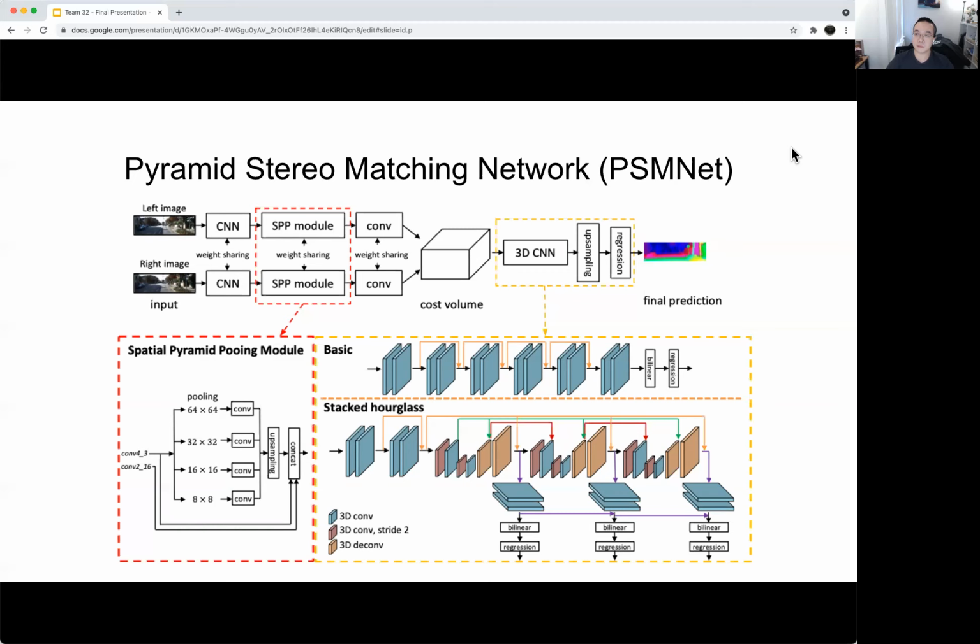The left and right features are then used to construct a 4D cost volume. The 4 dimensions represent the image width, height, feature channels, and disparity. Then this 4D cost volume is fed into 3D CNN. We use stack hourglass model, which is basically an enhanced ResNet in our experiments. Next slide.